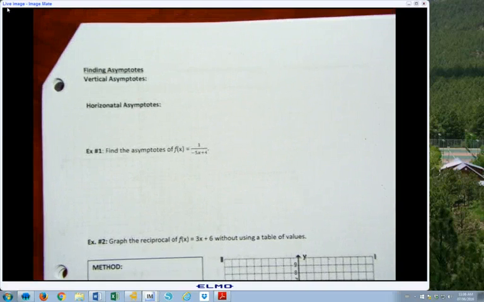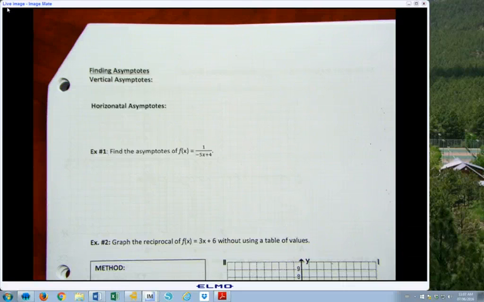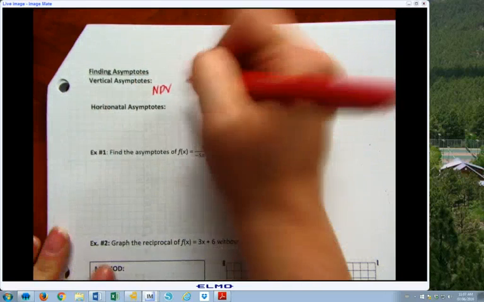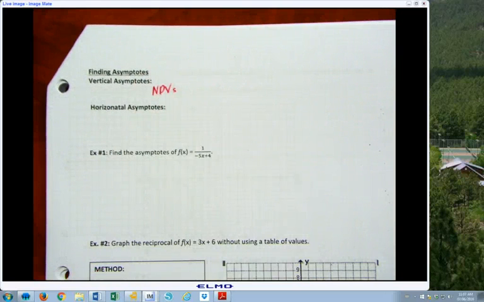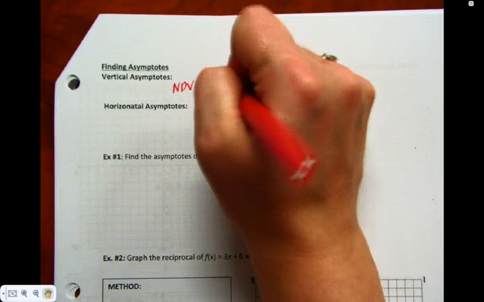Finding asymptotes. Oh, so all we have to do is draw that extra line. That's it. We're done. That's our reciprocal. Finding asymptotes: to find a vertical asymptote, you take the NPVs. Little reminder, how do we find NPVs? Anything that makes the bottom equal to 0, so denominator equal to 0.